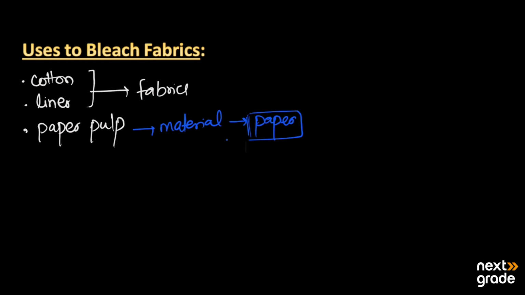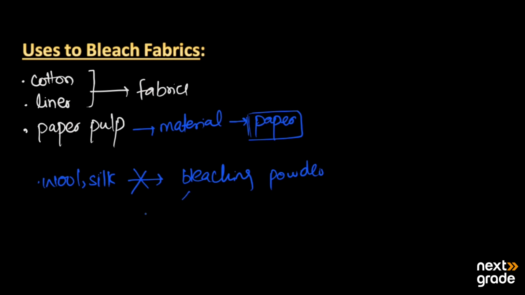On the other hand, all the other delicate fabrics like wool, silk, etc., cannot be bleached with it, as they would be damaged by the use of bleaching powder. So that's why to dye them, we use different types of colors or dyes. Bleaching powder cannot be used for wool and silk, as they are too delicate in nature and may be damaged by the chlorine which is present in the bleaching powder.